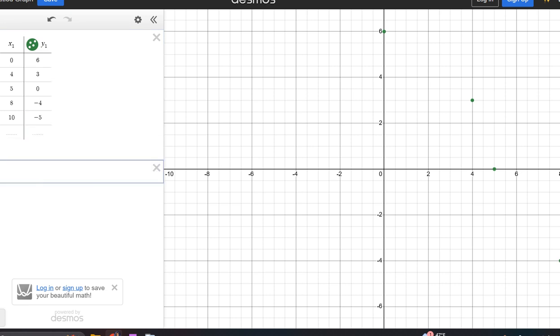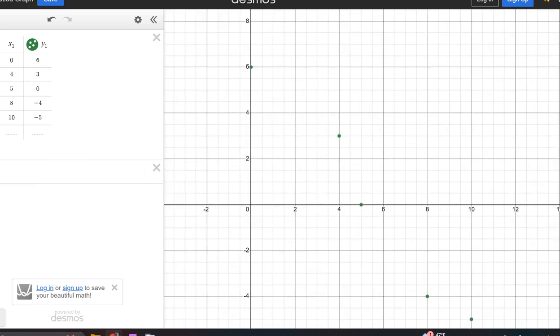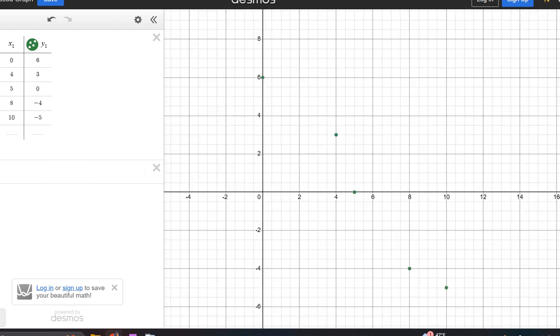Now, you will see on here our data points. I guess I have to zoom out a little bit. You can see our 5 data points right there.